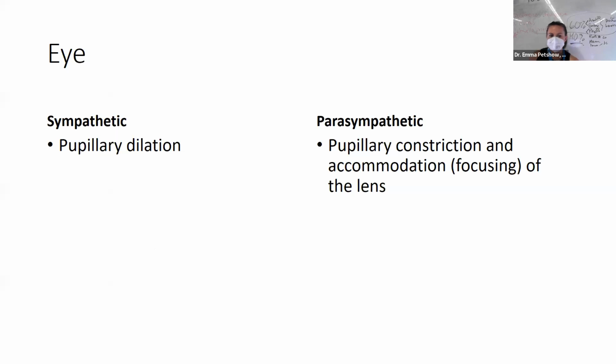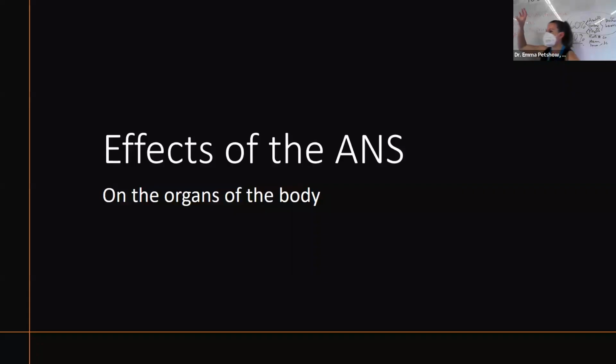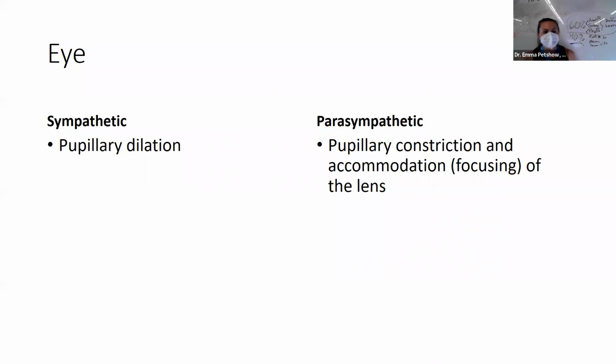So now I want to get into effects. We're going to go through different organs of the body and what their parasympathetic versus sympathetic effects are. So the eye, sympathetic, we're going to have pupillary dilation. Our eye's going to dilate, versus parasympathetic, we're going to have pupillary constriction. This allows for accommodation or focusing. The opposite of what we think of. So the eye, I always think of the opposite of what I want it to be. I always want everything in the sympathetic nervous system to constrict. It's the opposite with the eye, it dilates.